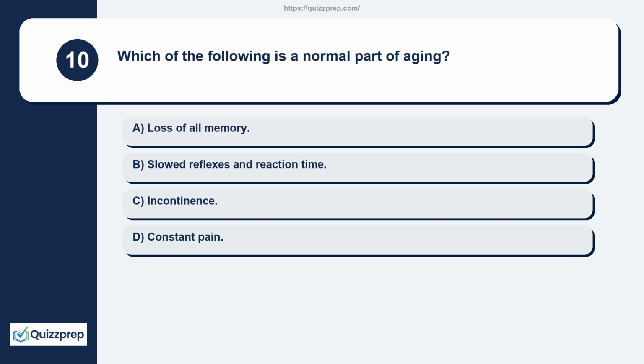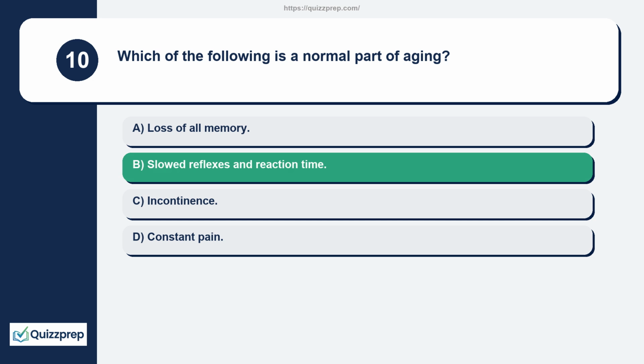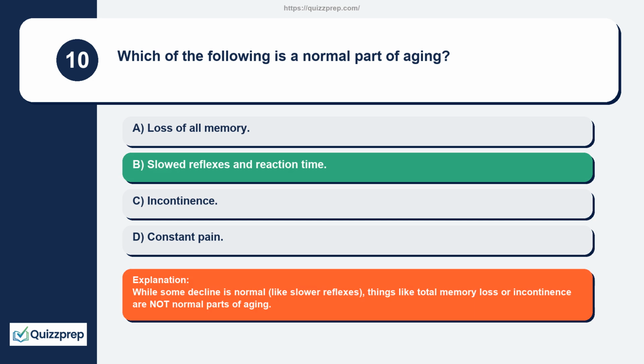Question 10. Which of the following is a normal part of aging? Loss of all memory, slowed reflexes and reaction time, incontinence, or constant pain? While some decline is normal, like slower reflexes, things like total memory loss or incontinence are not normal parts of aging.